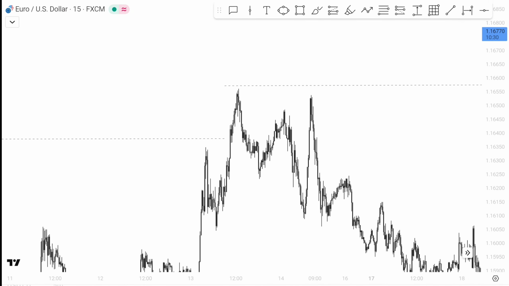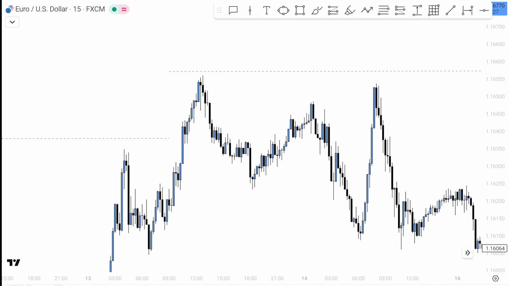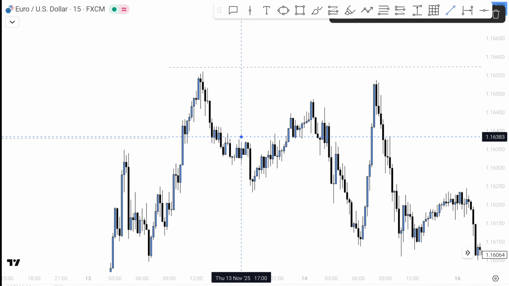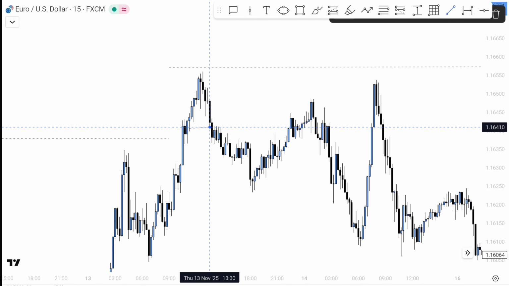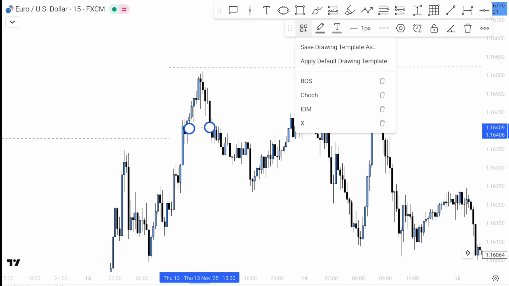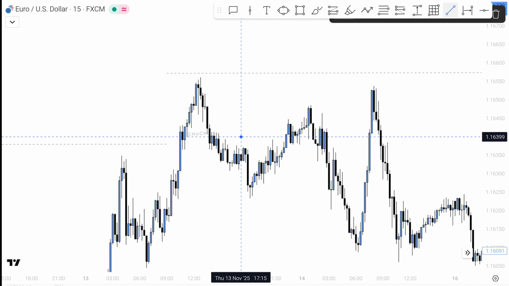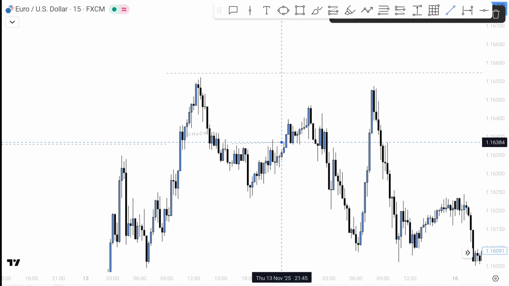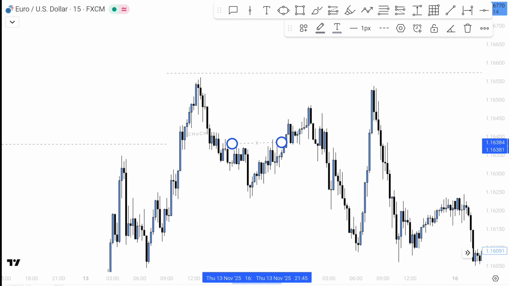And at this point, market swept the liquidity. So what you need is the market to break below the first pullback, which is at this point, and this becomes your change of character. And after the change of character, you wait for the market to break above the first highs, because liquidity should be grabbed before moving to the downside.